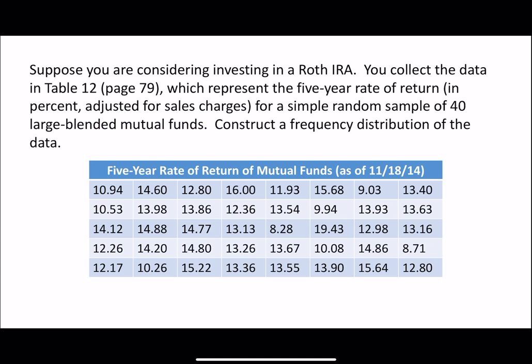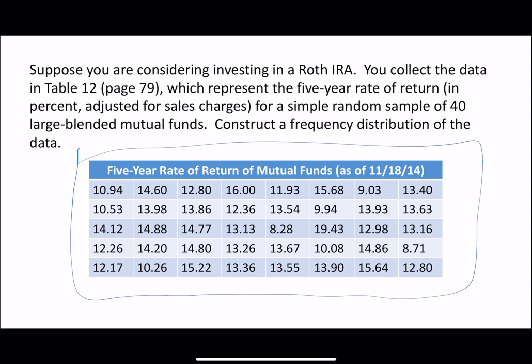So suppose you are considering investing in a Roth IRA. You collect the data in Table 12. This is Table 12 from page 79 in your book. It represents the 5-year rate of return in percent adjusted for sales charges. For a simple random sample of 40 large blended mutual funds, construct a frequency distribution of the data.